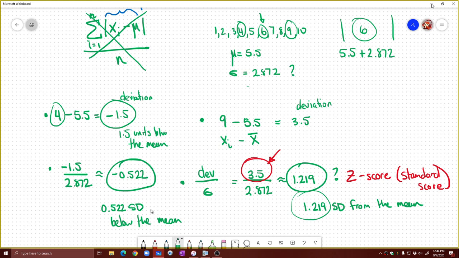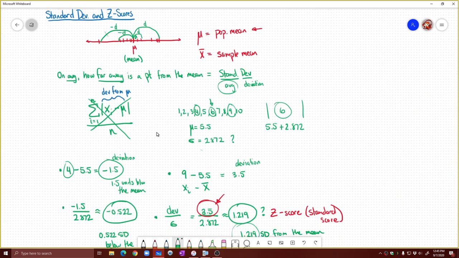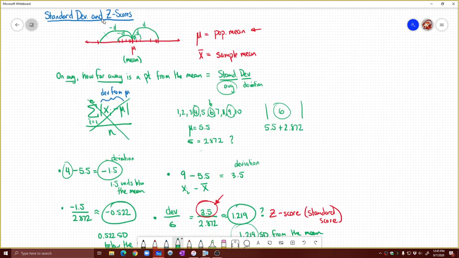All right, so that does it for our quick little explanation of standard deviation and Z-scores. We're going to be calculating this quite a bit throughout the course, and actually throughout this whole chapter 2 as we progress further.